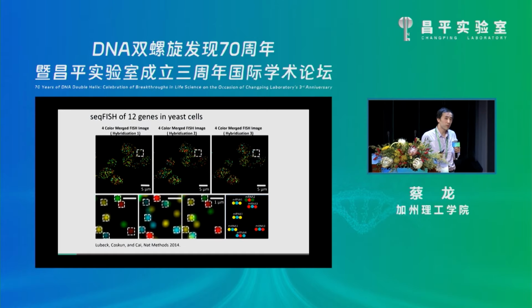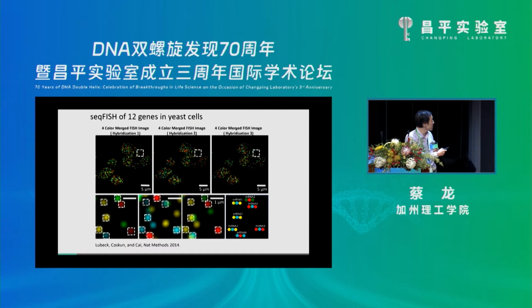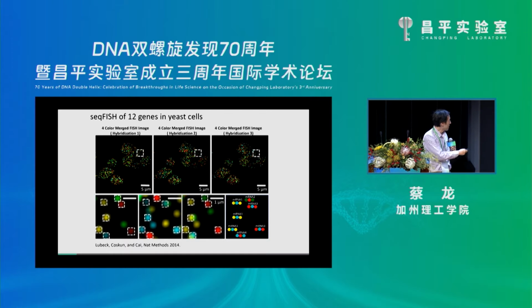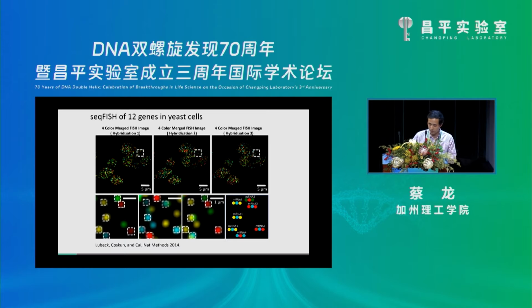Now, we showed the proof of principle experiments in yeast just with a dozen genes. So we can see, on the first round of hybridizations, you can get these colors. Next round, you switch colors. To zoom in pictures here, you can see these yellow dots switch to blue. And then the third round is error correction that goes back to the first round and allows you to correct for mistakes in some of the dots.